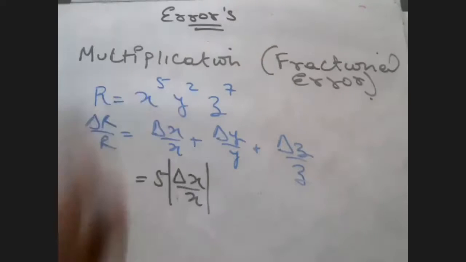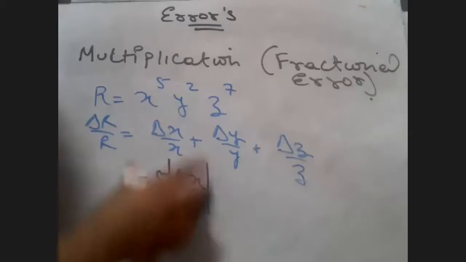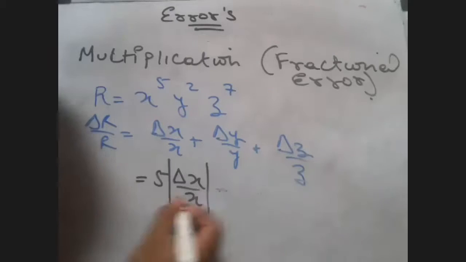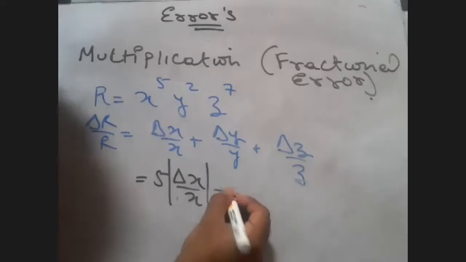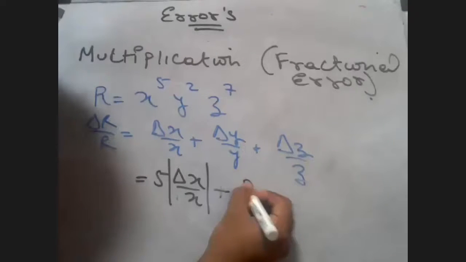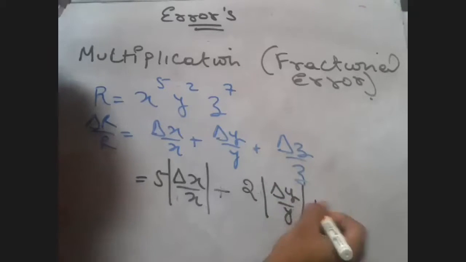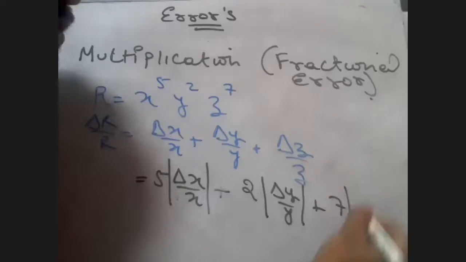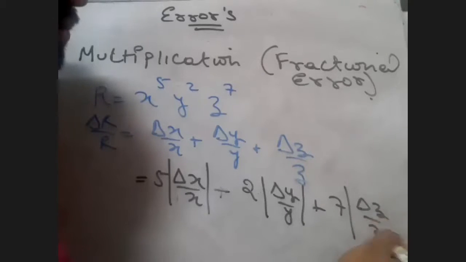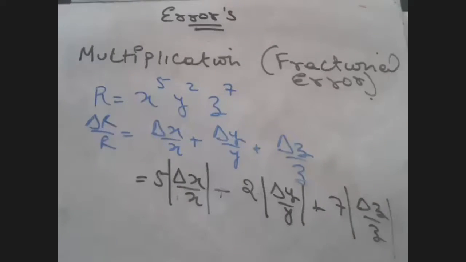What happens when the exponents are negative? That also we'll look at. But for now, what will be the answer for this? Delta x upon x plus what is the y exponent? 2 delta y upon y plus 7 delta z upon z.